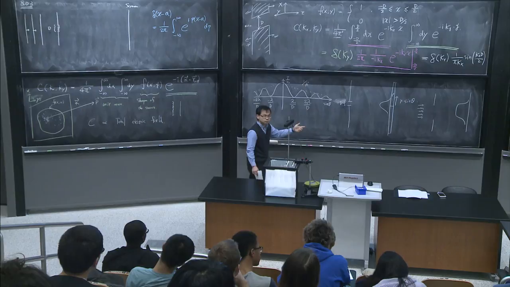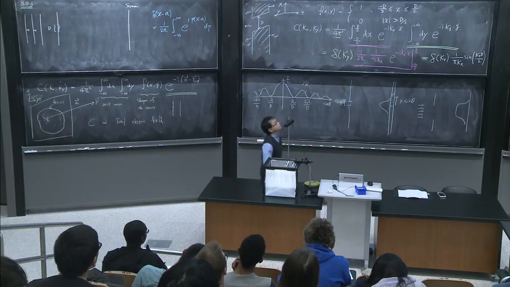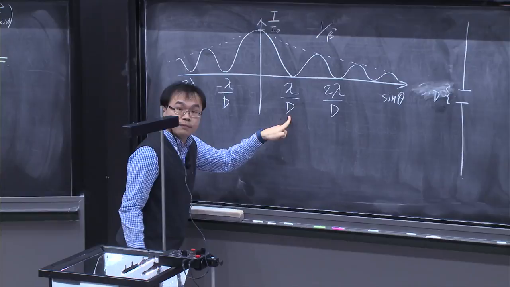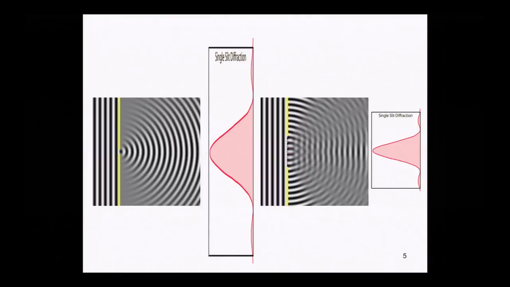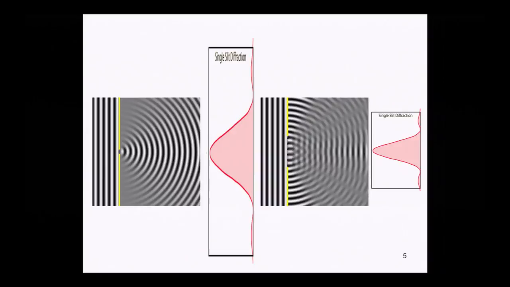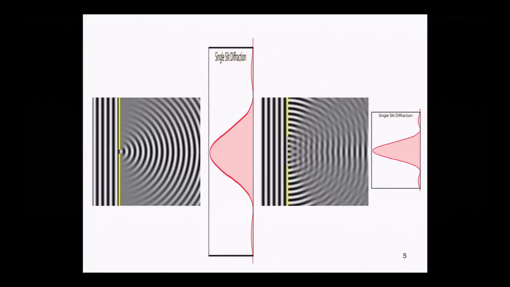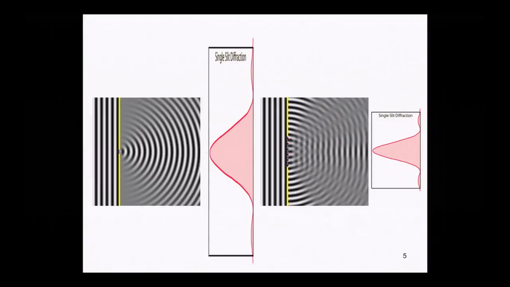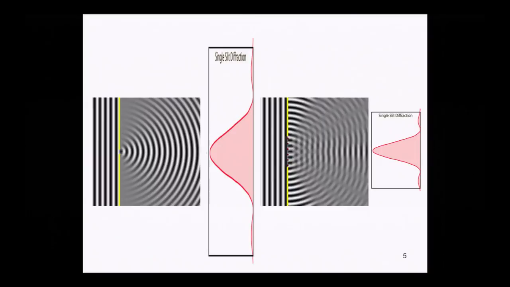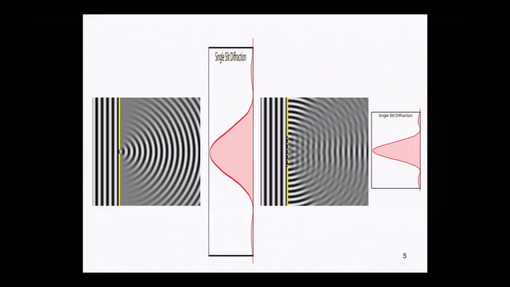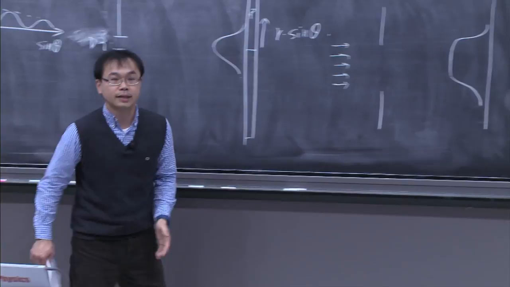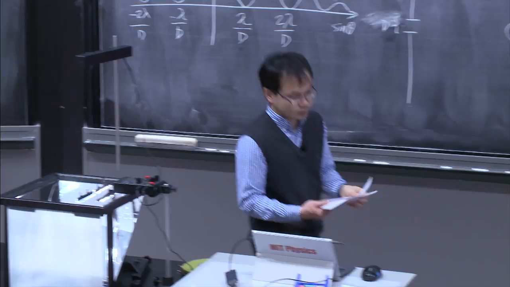But the result here is surprising. Why? When you increase the width D, this function becomes smaller. That means the central maxima will become narrower, as you can see from this demonstration. The left-hand side is an experimental setup with a very, very narrow slit, and you get a very wide distribution in the intensity as a function of position on the screen. The right-hand side is another situation with a wider slit, and you get a narrower central maxima, which is different from the other experiment. So that's the first thing we learned from here.